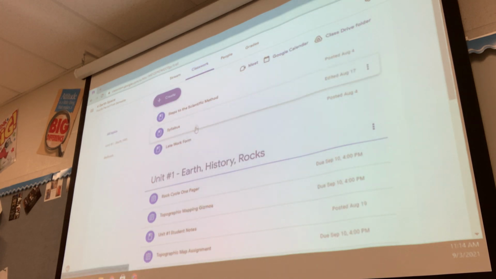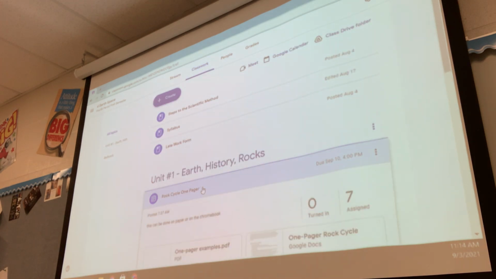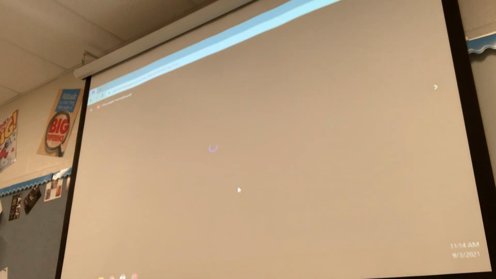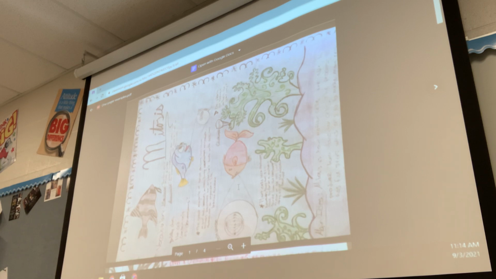Okay. So we are looking at the rock cycle one pager, which is here. And then there are instructions for it, and then there's also some examples. So we'll look at the examples first. It's kind of like a mini poster, but it's got a purpose behind it.